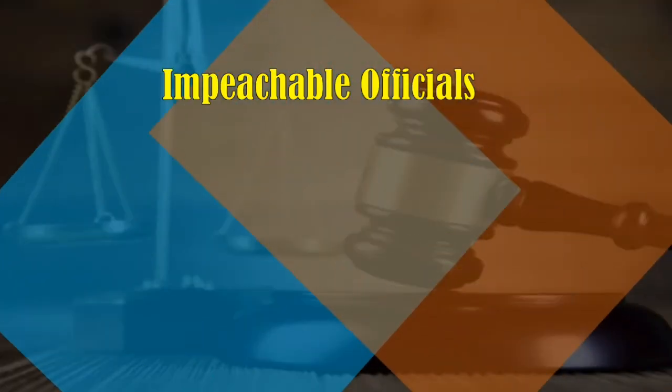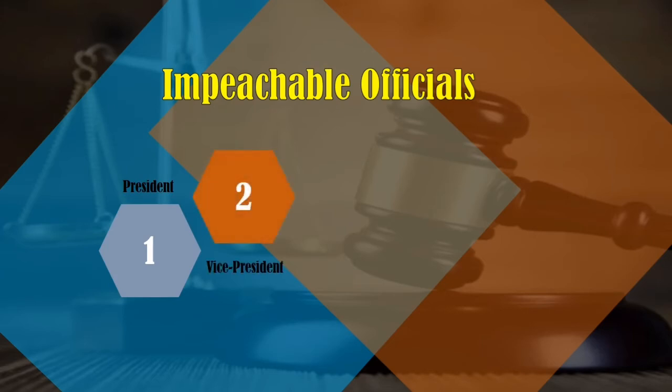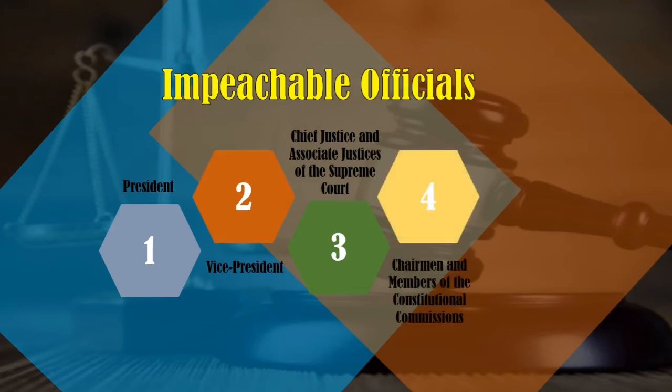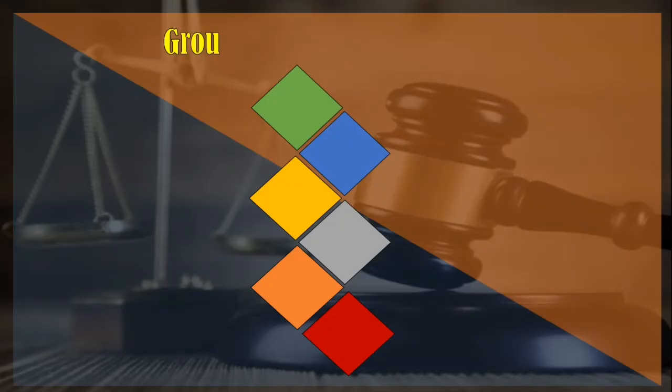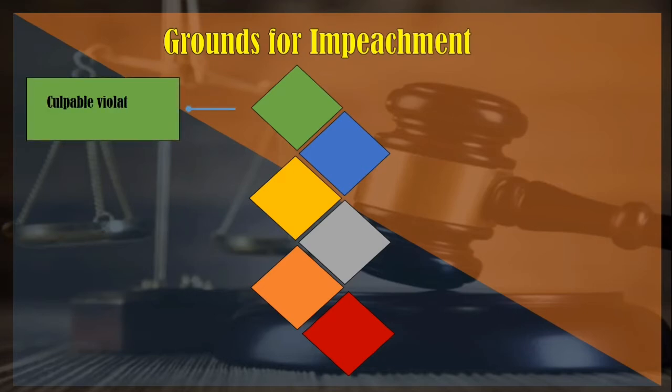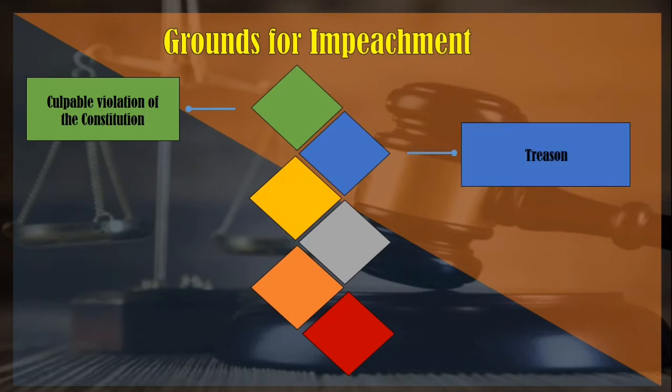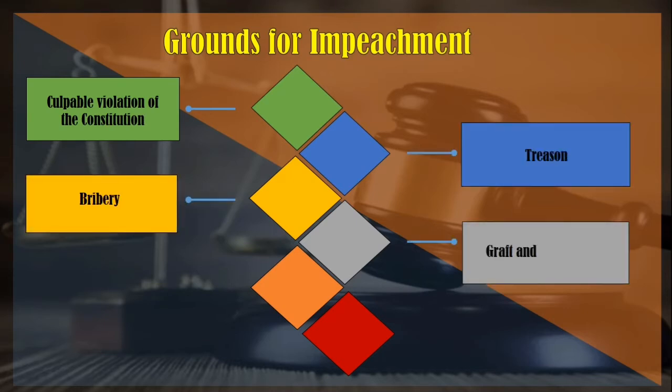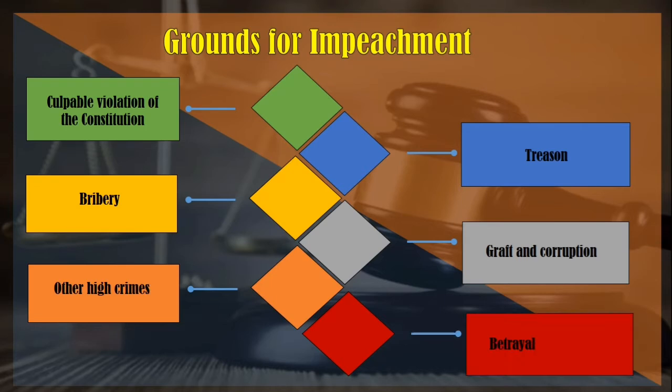We have, of course, the President, the Vice President, the Chief Justice and Associate Justices of the Supreme Court, the Chairman and members of the Constitutional Commissions, and that of the Ombudsman. Now, what are the grounds for impeachment? We have, of course, culpable violation of the Constitution, treason, bribery, graft and corruption, other high crimes, and the betrayal of public trust. So what is this culpable violation of the Constitution?